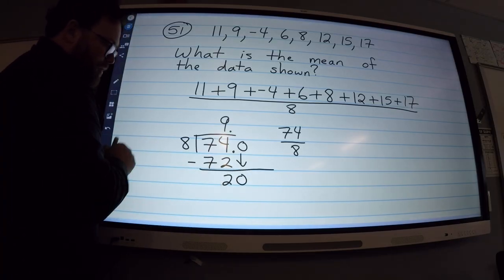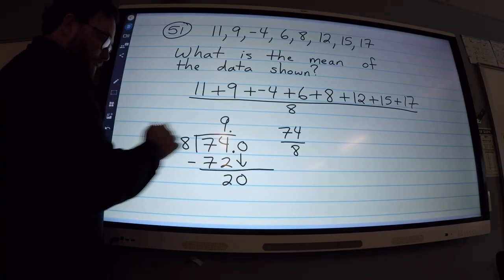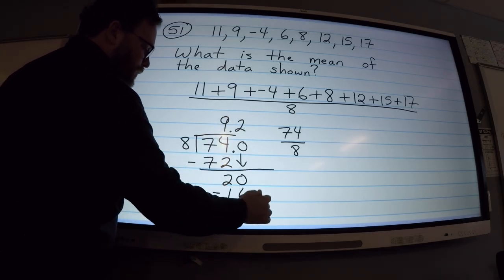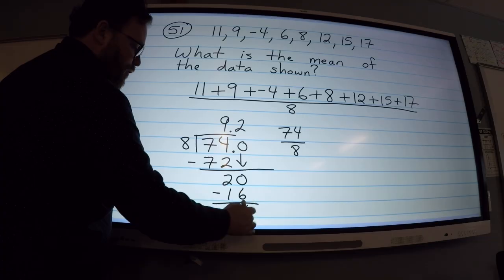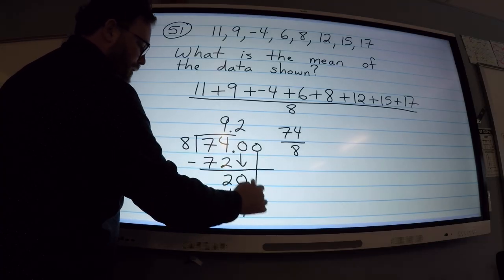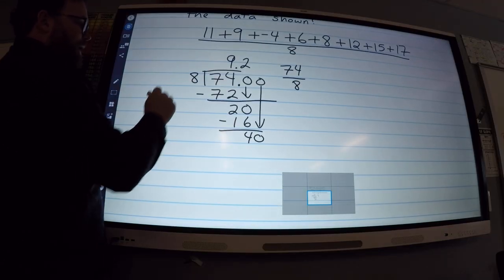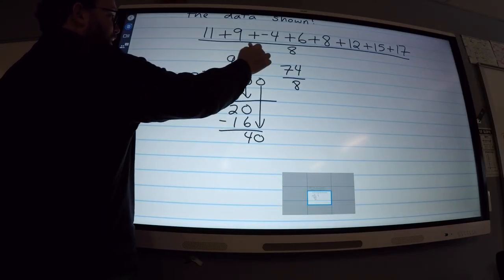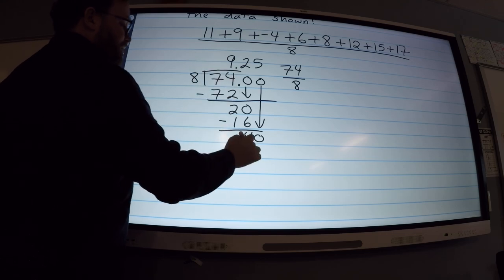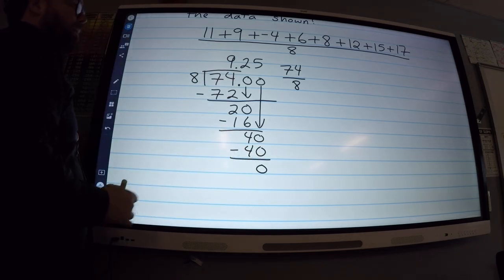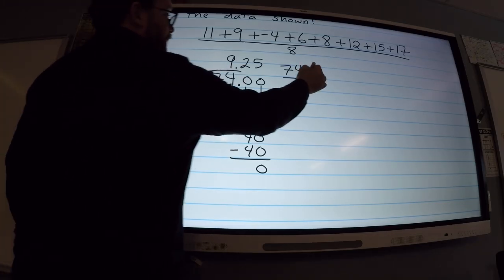Okay, so 8 is going to go into 20 twice, because 2 times 8 is 16. 20 minus 16 is 4. We'll add another 0 and bring it down. Now 8 is going to go into 40 exactly 5 times. So 5 times 8 is 40. And we'll get 0. So our mean here is going to be 9.25.